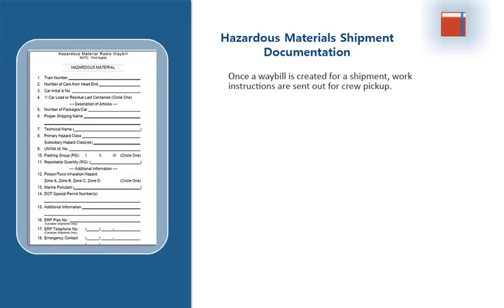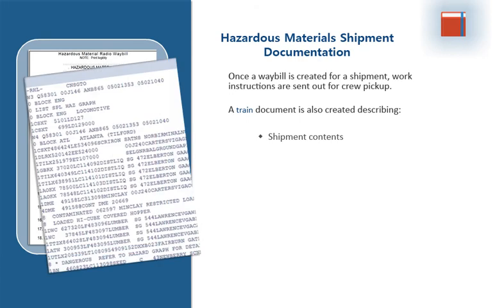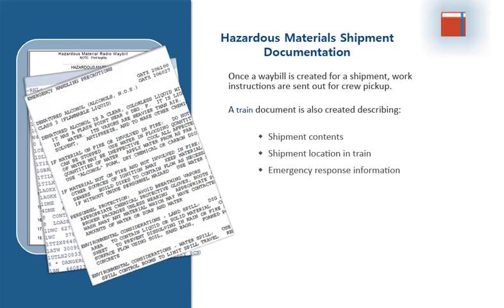Once a waybill is created for a shipment, work instructions are sent out for a crew to pick it up. A train documentation is also created, describing each material in the shipment, the shipment's location in the train, and the emergency response information.